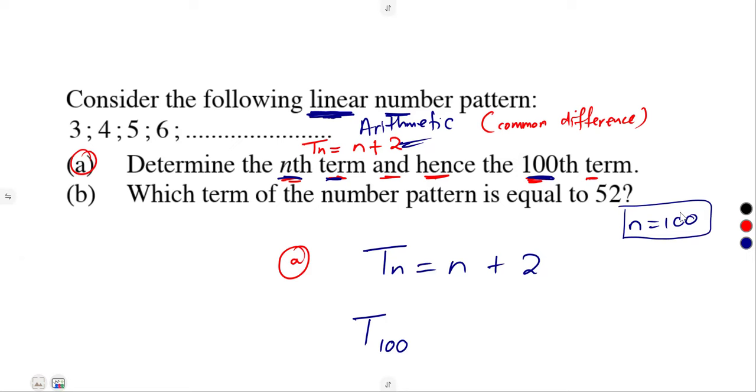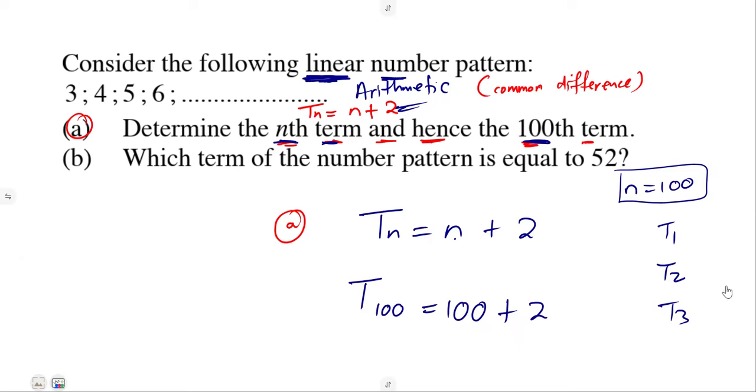Tn. So if it was the first, T1, the second, T2, the third, T3. So we have talked about what? The 100th term. So in place of n, we're going to put 100 plus the 2 which was already there. All right, so that's it, which is a direct answer here.